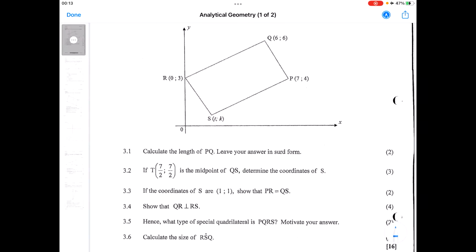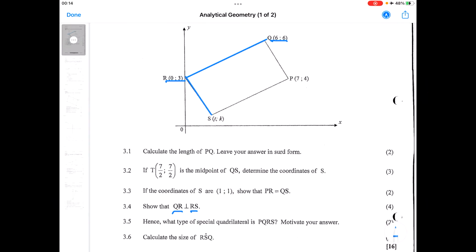3.4 Show that QR is perpendicular to RS. Where is Q? Okay, there is Q. Where is R? There is R. So this is the QR that the examiner is talking about. They say we need to show that it's perpendicular to RS. Where is R? Where is S?